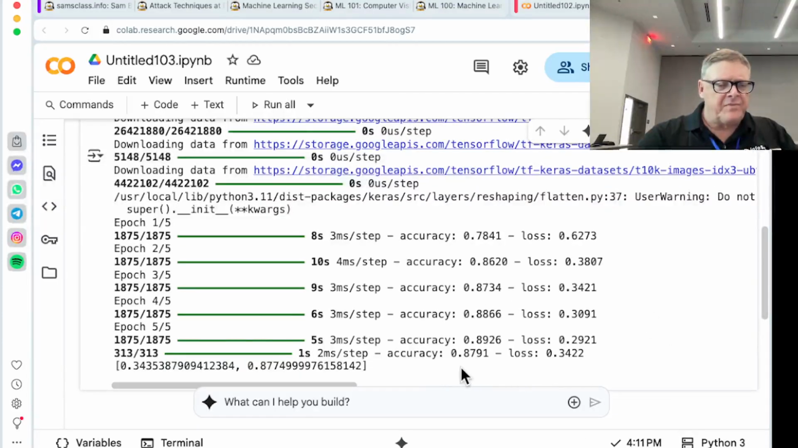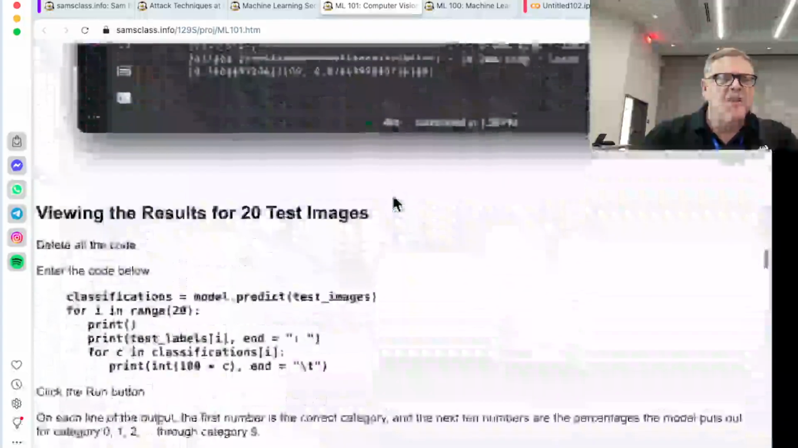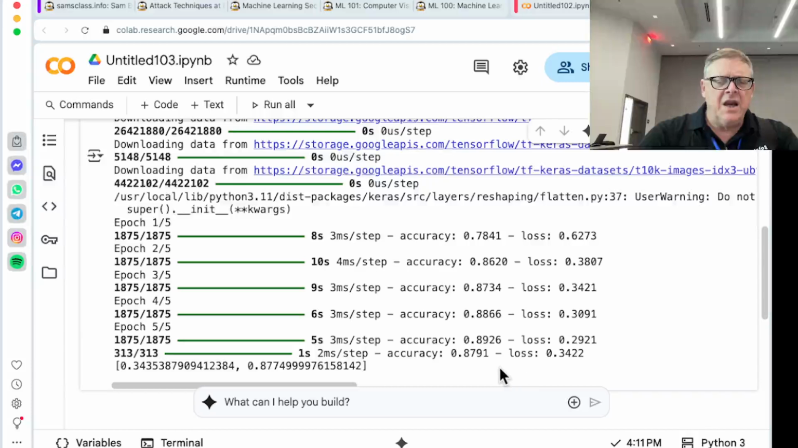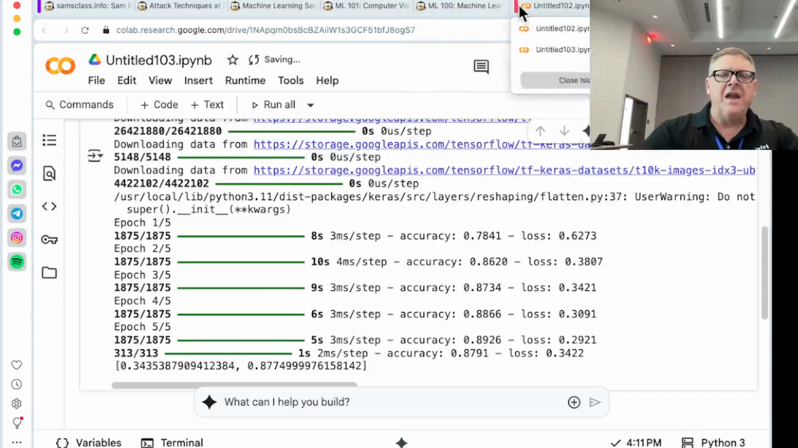So, all right, let me go to my instructions, find out if I can remember. I don't remember what some of those numbers mean. Yeah, so, all right. The second number is actually the model when applied to the test set. So it is, yes, 89% accurate on the training data and 87% accurate on the test set, which is what you would expect. The test is not quite as good. So that's a pretty good model. And let me just clean off things that I don't need here.